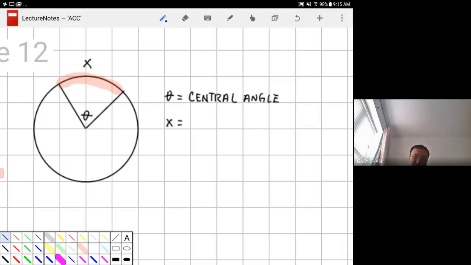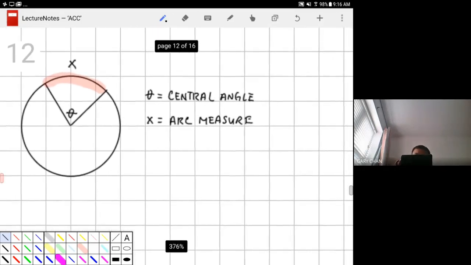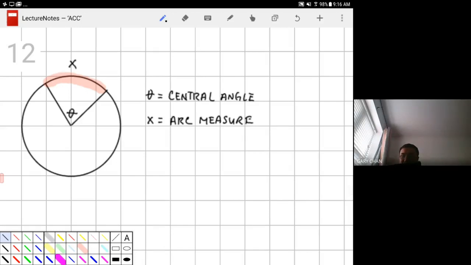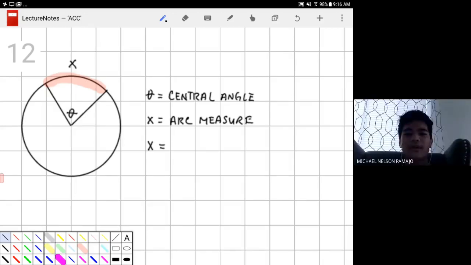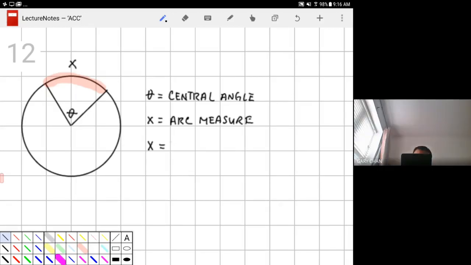there are two ways of interpreting this. That X could be interpreted as the arc measure, and the arc measure is written with units associated with it. Is the arc measure congruent to, or different from, theta, guys? It's different from theta. The arc measure, actually, it's the same. Why?